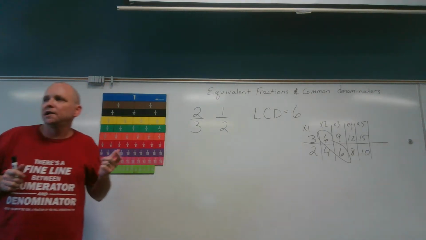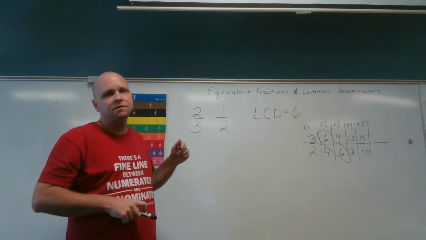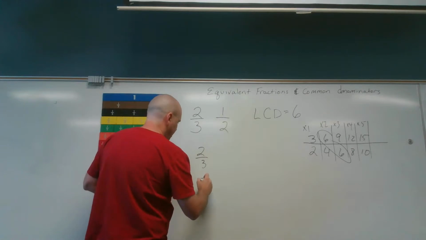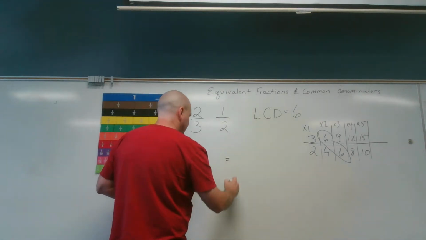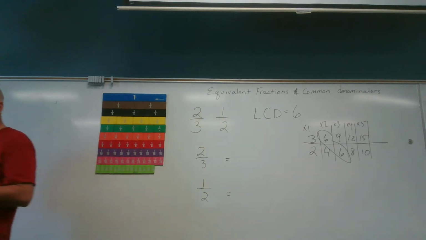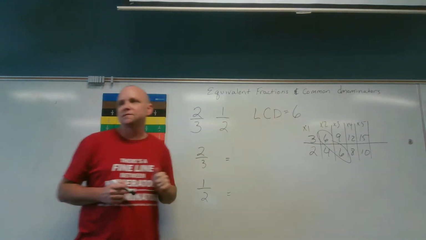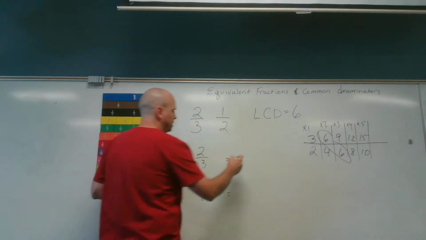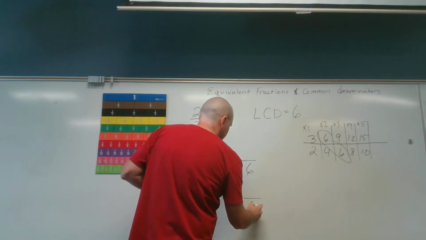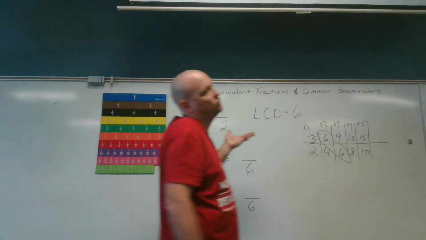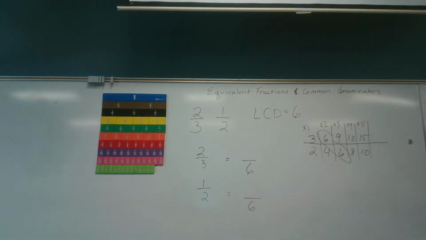However, some of the questions you're going to get are, say, find equivalent fractions with that least common denominator. So I am going to change both of these into fractions that have a denominator of 6, because I've decided that is my least common denominator. Now this comes in very handy and mandatory when adding and subtracting fractions. Can't do it without doing that. Plain and simple.